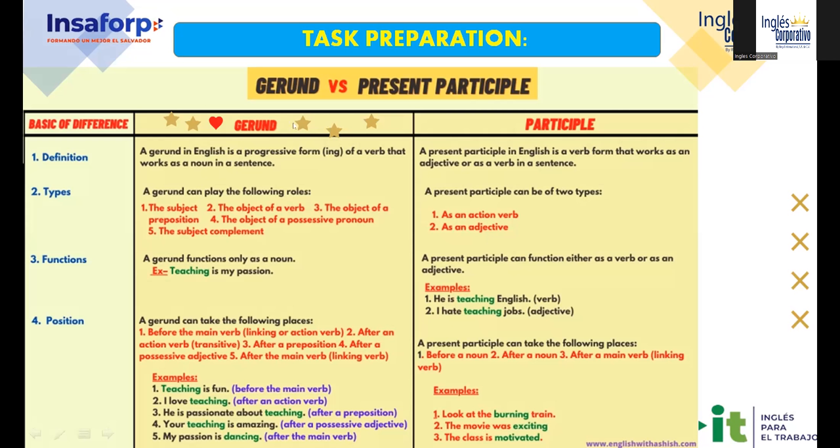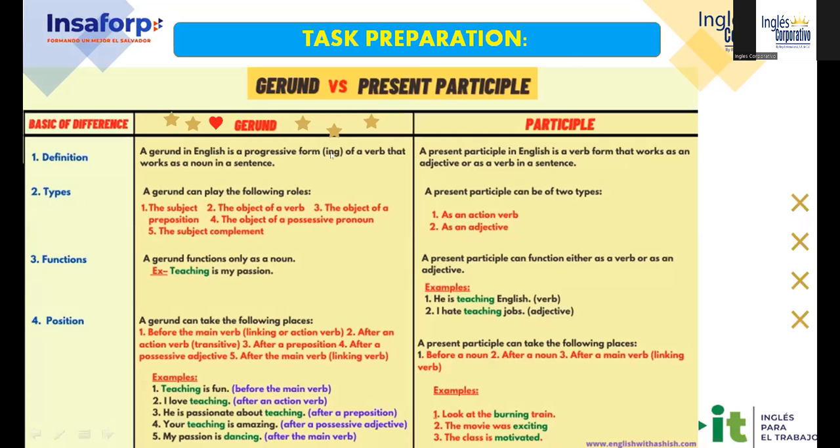Okay, so now let's focus on this topic. Okay, let's see, we're here. So we're going to discuss a little bit about a gerund versus the present participle, but the main topic in here is this one, gerund. So we're going to learn about a basic difference between gerund and participle because they have the same spelling, okay? So we're going to look at the definition, the types of gerunds, the functions, and the position. Let's see. The definition for gerund is, a gerund in English is a progressive form.